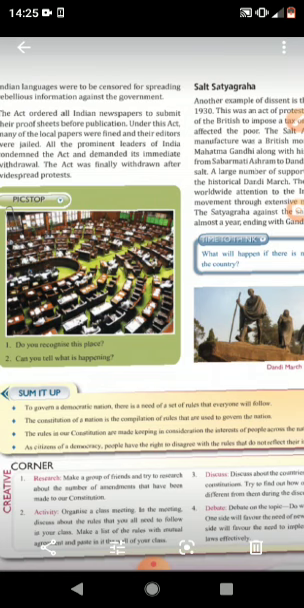Now, question answers will be given as homework for the summer vacation, and you have to complete it in your class copy.